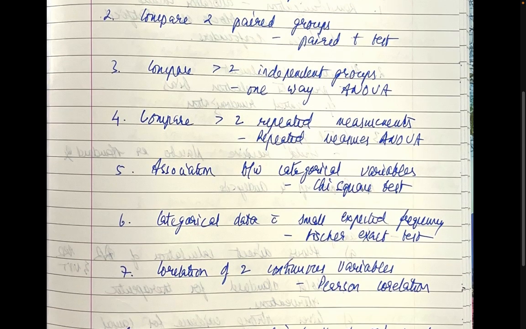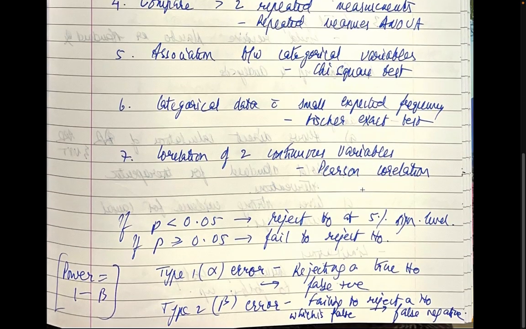The association between categorical variables, you do a chi-square test. Categorical data with small expected frequency, you do a Fisher exact test. Correlation of two continuous variables, you do a Pearson correlation. If the p-value is less than 0.05, you reject the null hypothesis at 5% significance level. If the p is more than or equal to 0.05, you fail to reject the null hypothesis.